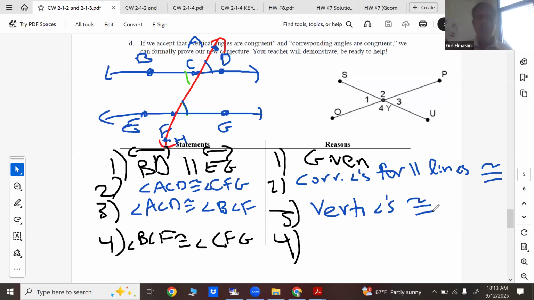Okay, vertical angles. So naturally, if these two different angles are equal to the same angle, wouldn't these two also be the same? They have to be, right? And when that happens, we can call it substitution, or we call this the transitive property. What that means is that if A equals B and B equals C, then A equals C.